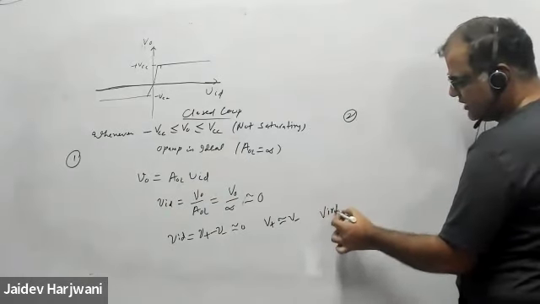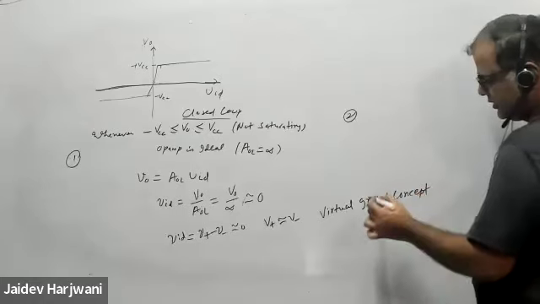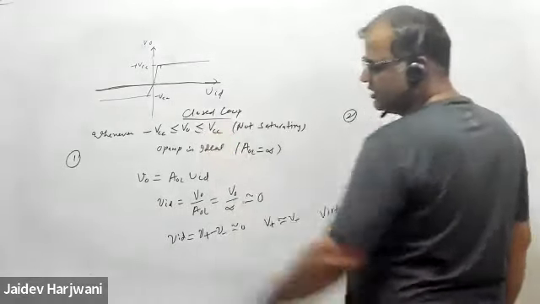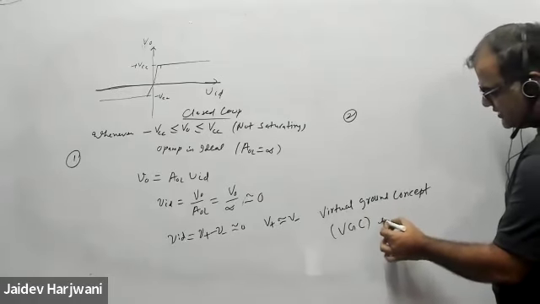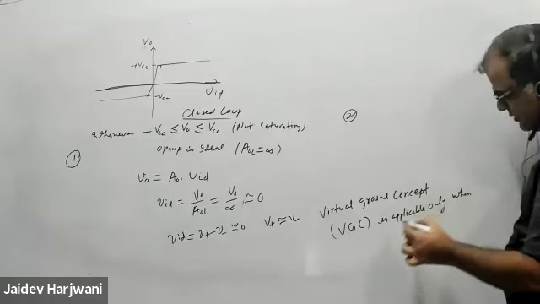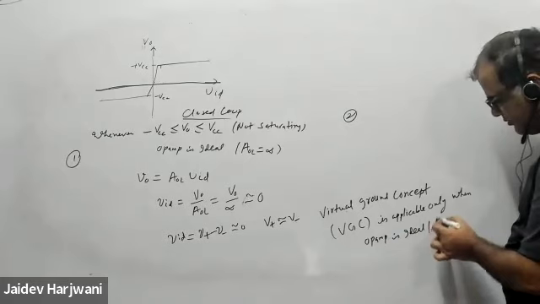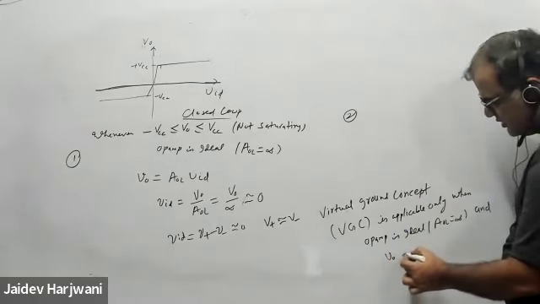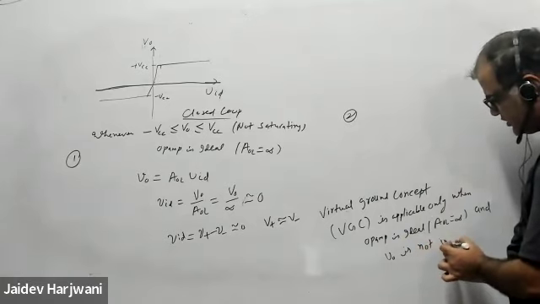This property is called the virtual ground concept, VGC. VGC is applicable whenever your output is not saturating. If it is saturating, then it is not applicable. So I'm writing here: VGC is applicable only when the op-amp is ideal, that is, AOL is infinite, and V naught, the output, is not in saturation.